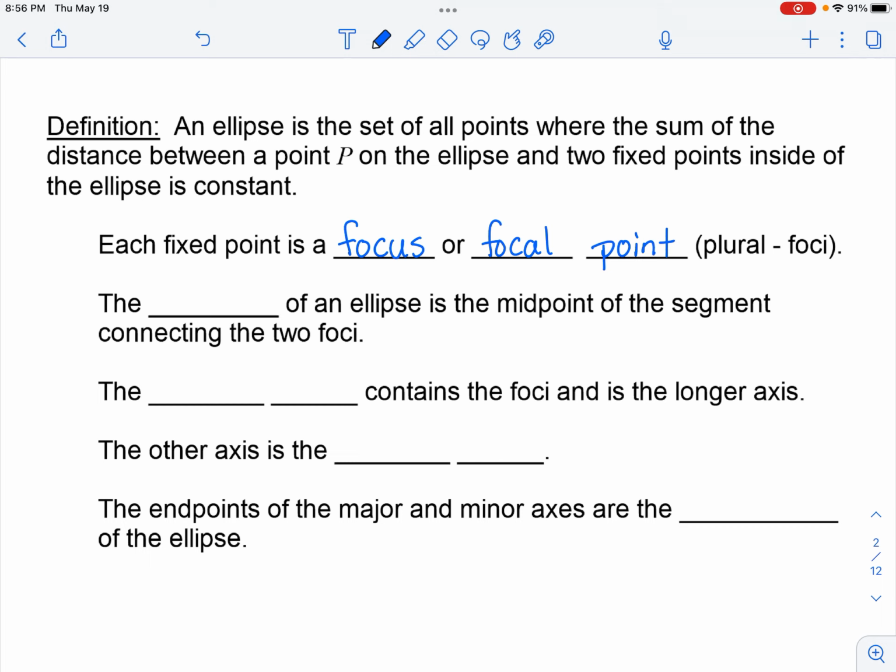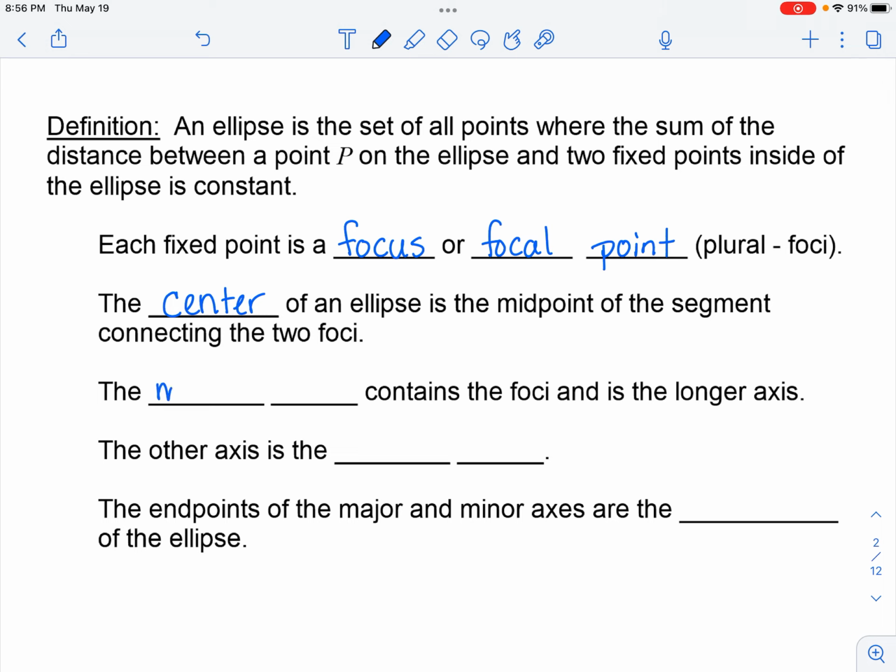A singular point is a focus or a focal point. The plural of that is pronounced foci. That's the word you see over here, foci. The center of an ellipse is the midpoint of the segment connecting the two foci, connecting those two focal points.